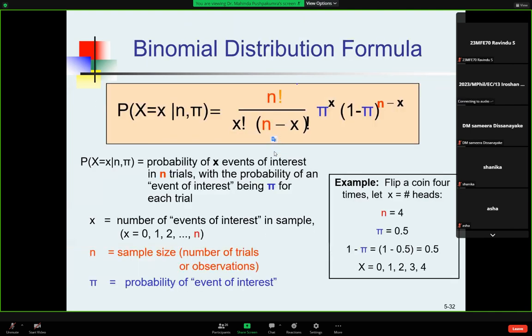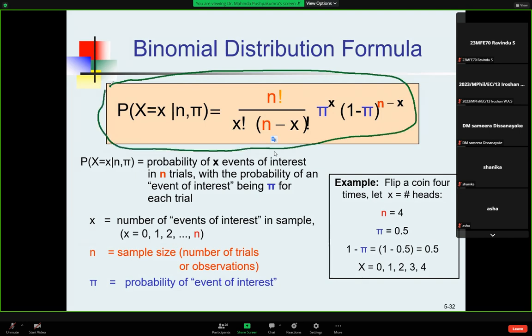Okay, then this is what we call the binomial formula. Then now I'm going to explain how we can derive this equation.